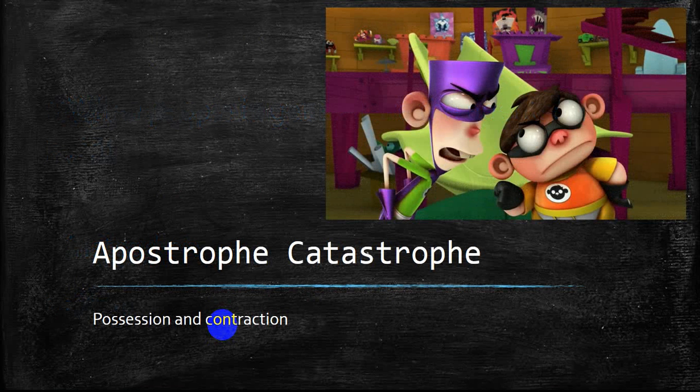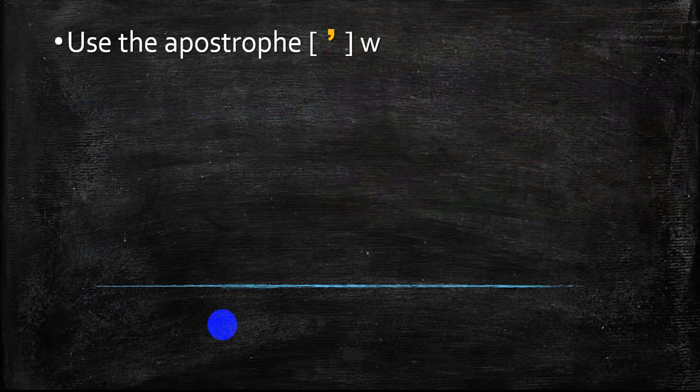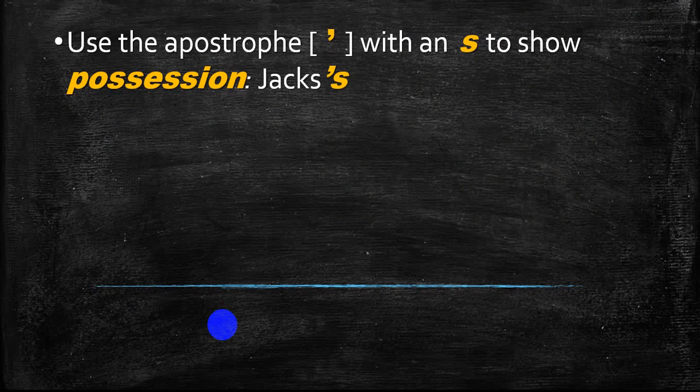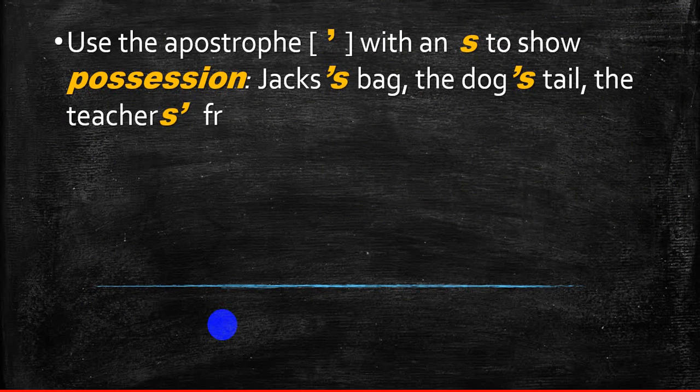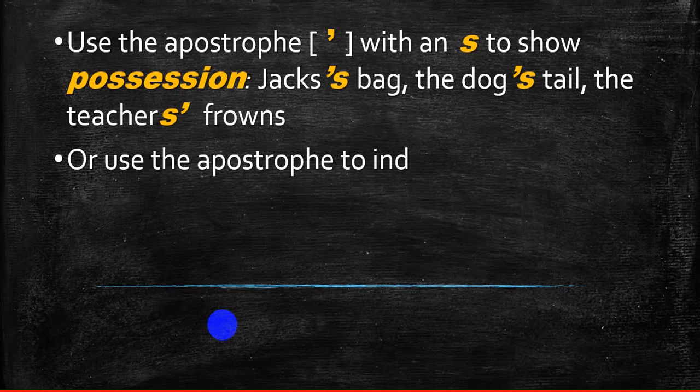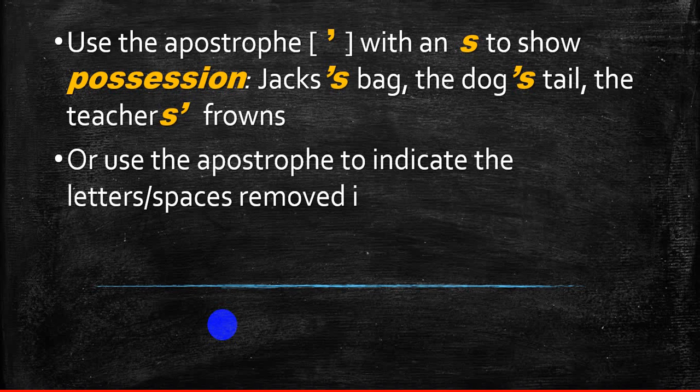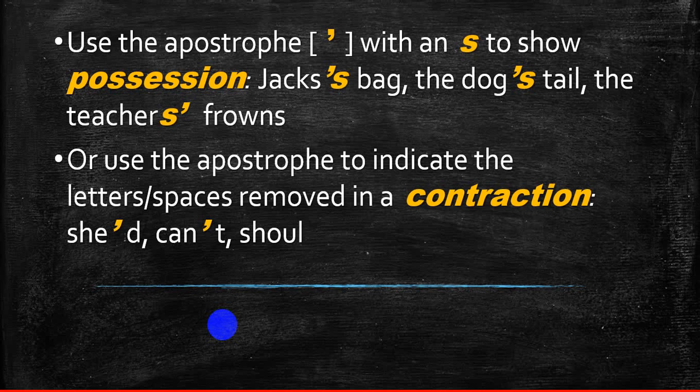Apostrophe, catastrophe, possession and contraction or omission. Use the apostrophe with an S to show possession: Jack's bag, the dog's tail, the teacher's frowns. Or use the apostrophe to indicate that letters or spaces have been removed in a contraction: she'd for she had, can't for cannot, and should've for should have.